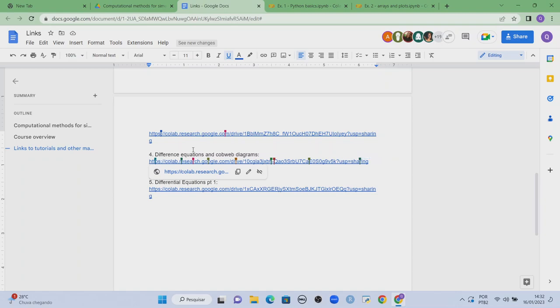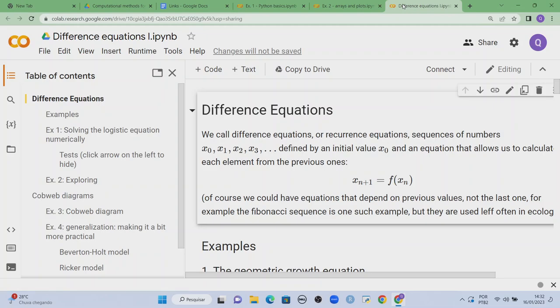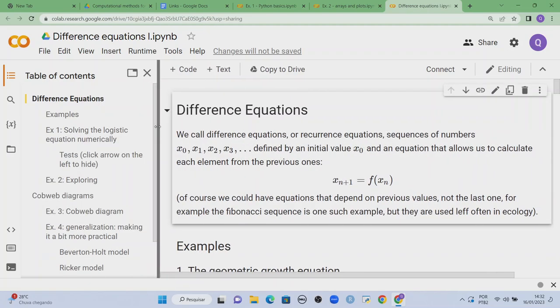We use Python to understand a little bit better how to work with difference equations, right? So I guess most of you have already had a class on that, right? On difference equations, yes? With Roberto, yes? So this is what a difference equation looks like. I think I will use this one today.